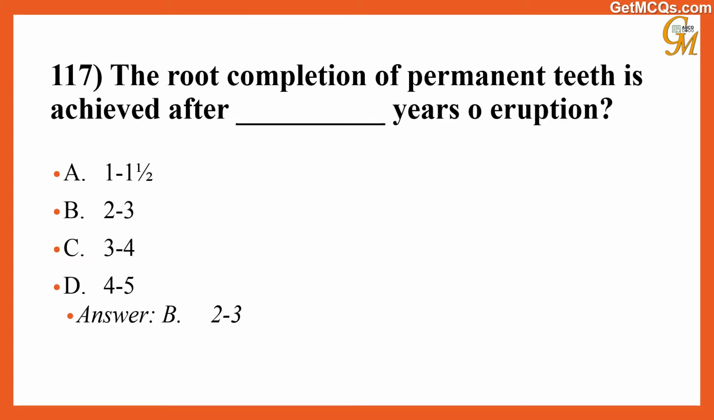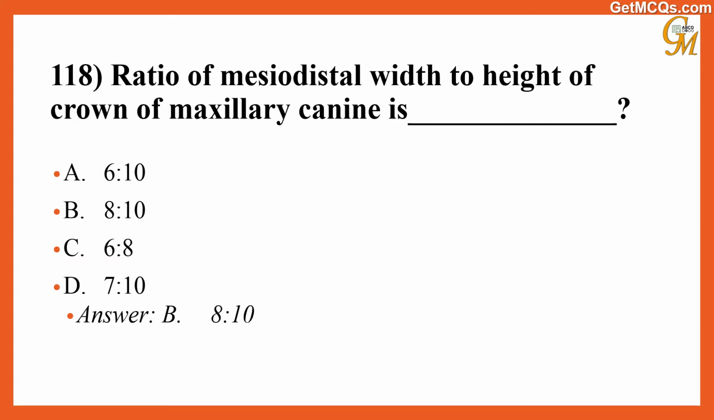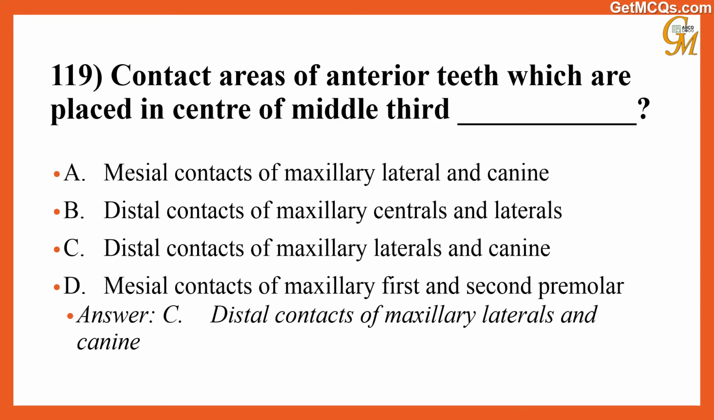117. The root completion of permanent teeth is achieved after how many years of eruption? Answer: B. 2 to 3. 118. Ratio of mesiodistal width to height of crown of maxillary canine is? Answer: B. 8-10. 119. Contact areas of anterior teeth which are placed in center of middle third? Answer: C. Distal contacts of maxillary laterals and canine.